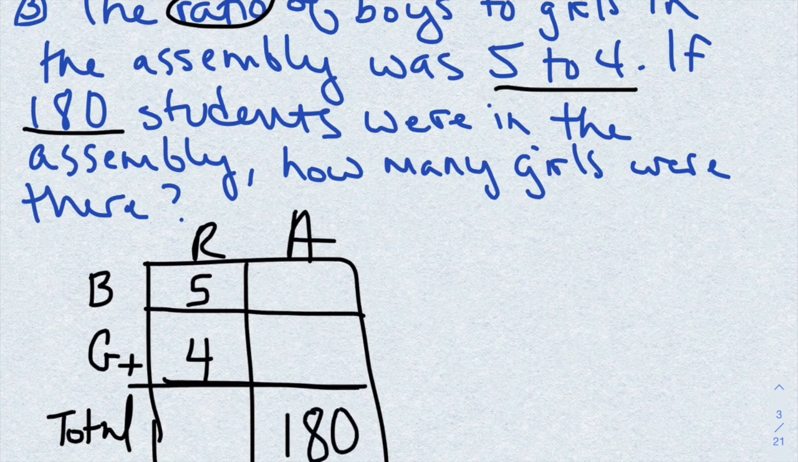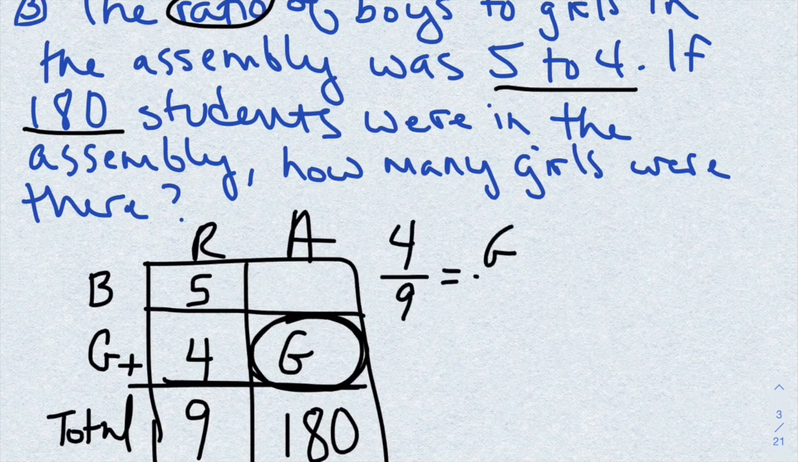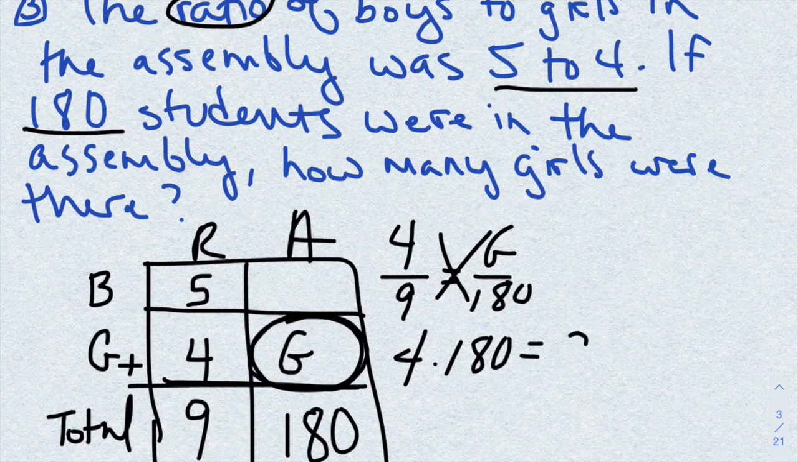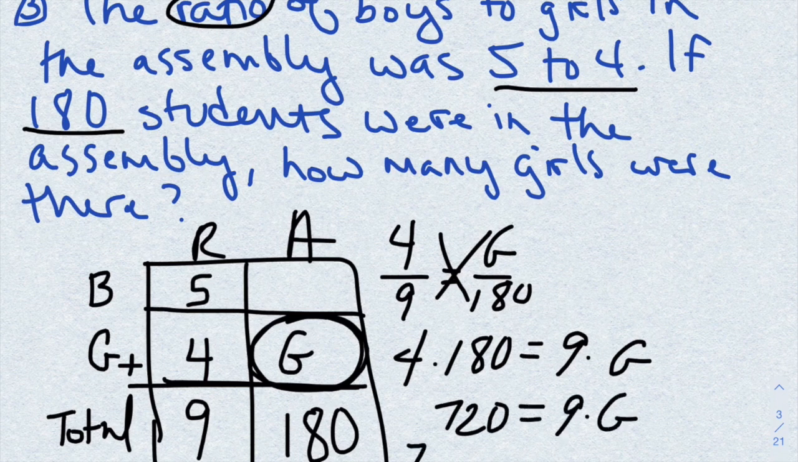I'm going to add these up because I can look at my ratios for boys to girls and get my total. This is going to enable me to have 2 fractions. I'm looking here for my girls. Now I'm going to write my 2 fractions and cross multiply, so I get 4 times 180 equals 9 times g. 4 times 180 is 720 equals 9 times g. 720 divided by 9 equals g. And I end up with 80 girls.